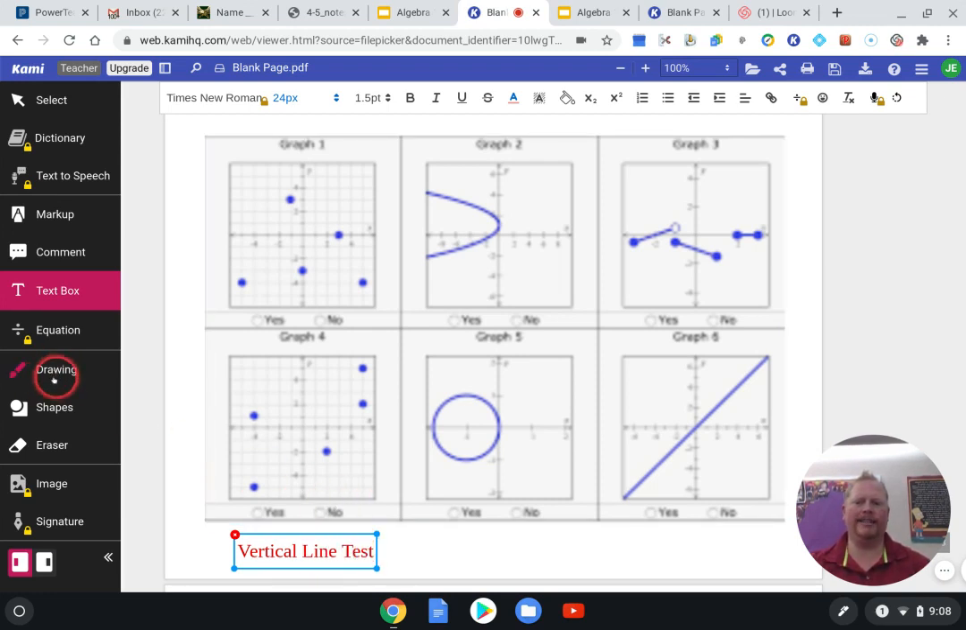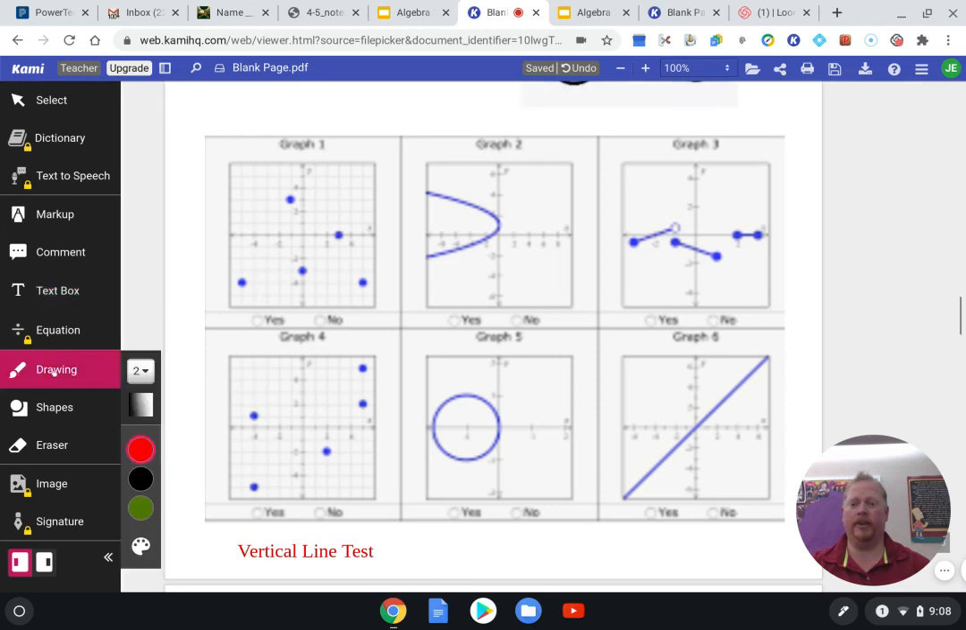What the vertical line test does is it allows us to use a vertical line to double check to see if our domain repeats any. So I'm going to take each graph and draw a vertical line, and I'm going to try my best to get it to hit in more than one spot. If it does, then it fails the vertical line test and is not a function. If no matter how I put this vertical line, it never hits twice, then it's going to be a function. So let's take a look at graph 1 here.